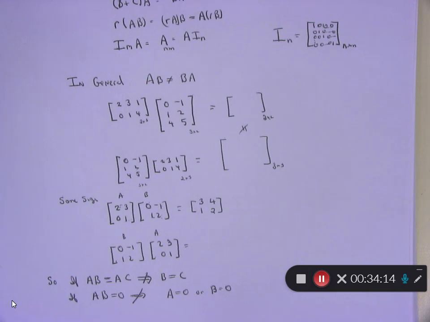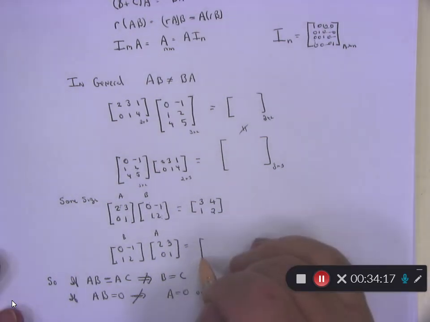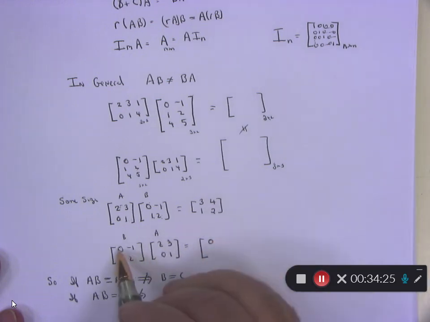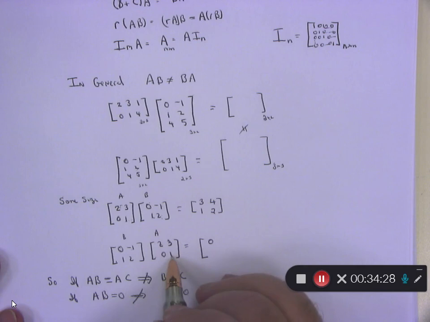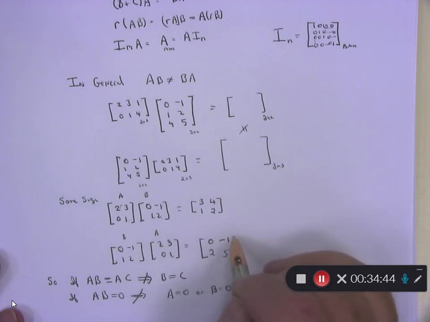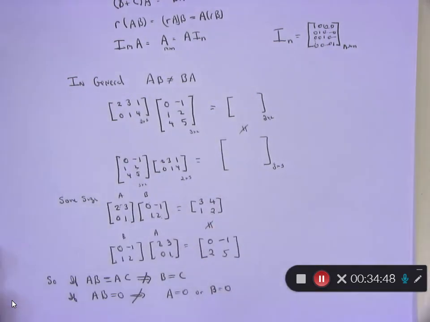Now let's switch it up. Let's do B times A. Row by columns. 0 times 2 is 0. Negative 1 times 0 is 0. 0 plus 0 is 0. 0 times 3 is 0. Negative 1 times 1 is negative 1. 0 plus negative 1 is negative 1. 1 times 2 is 2 plus 2 times 0 is 0. 2 plus 0 is 2. And then row by column, 1 times 3 is 3, 2 times 1 is 2, 3 plus 2 is 5. And you'll see that these are definitely not the same matrix. So in general, A times B does not equal B times A. You get two different kinds of matrices out of that.